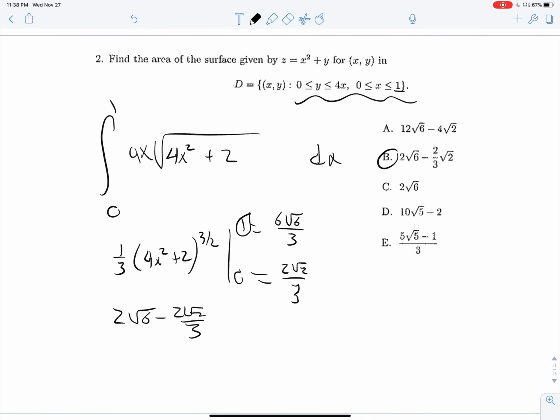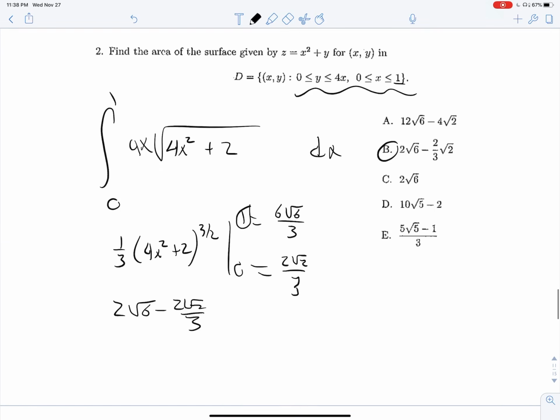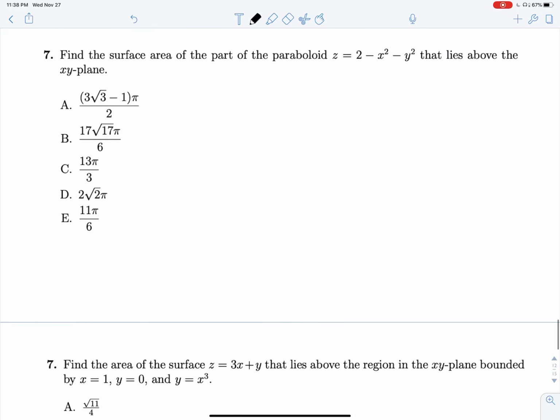And again, I've absolutely no clue where this question comes from. I haven't done it before. I don't know why it's here. I don't know where I got it from, but hey, it's good practice for me.